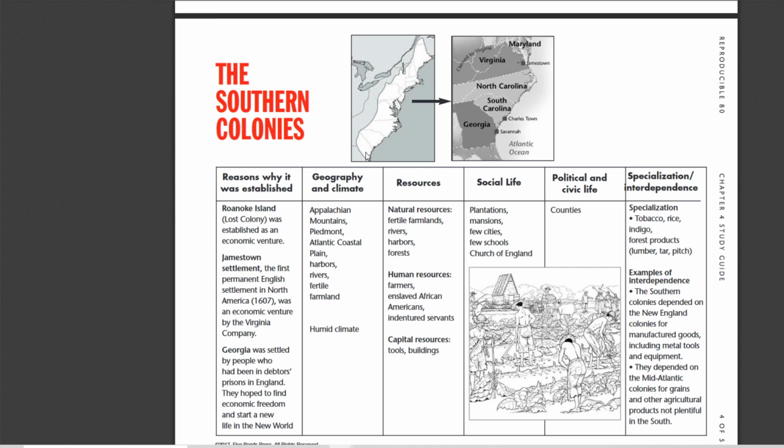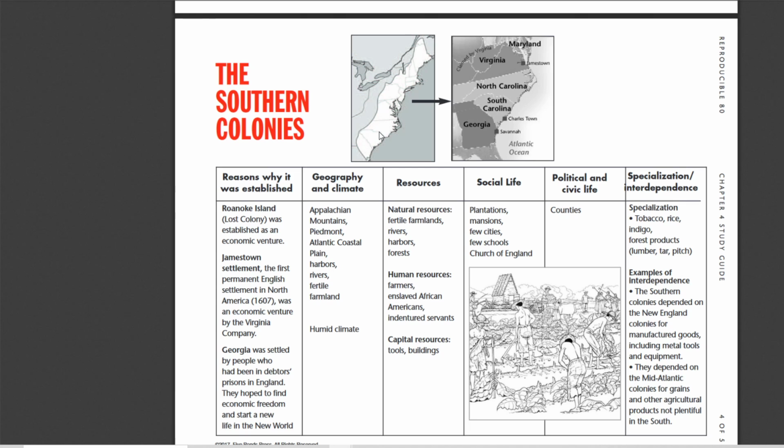Georgia was a little bit different. Georgia was for economic freedom, and the reason why we say that is because the people that came there were in debtor's prison. They owed people money, and in order to get out of jail, they agreed to come over as indentured servants and work here. As we see here, Appalachian Mountains again, as we saw in all the other regions, Atlantic coastal plain, harbors, rivers, fertile farmland, humid climate.